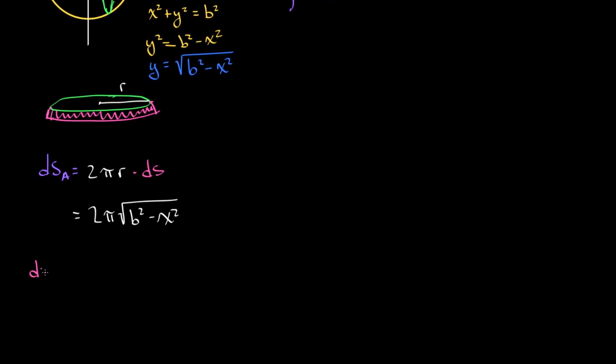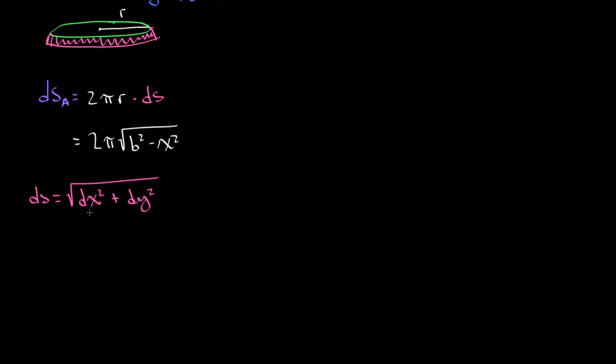So we saw a few videos ago that ds is equal to the square root of dx squared plus dy squared. And we said we want to integrate with respect to x. So what we're going to do is factor out this dx squared and take it out of this radical. So we're going to be left with the square root of 1 plus dy over dx squared, and then we're going to have this dx outside the radical. And this is our little piece of arc length.